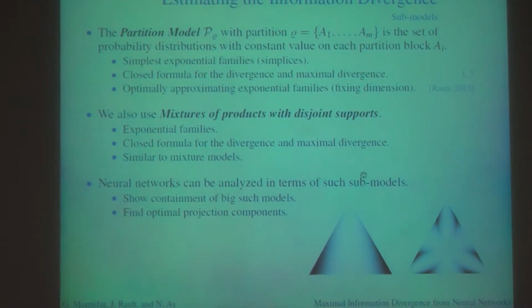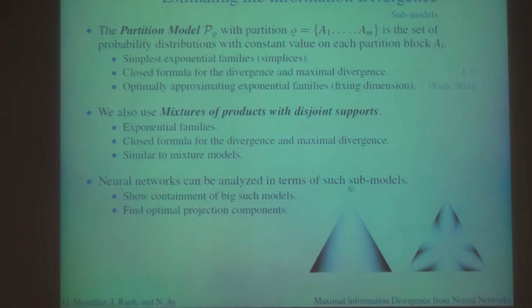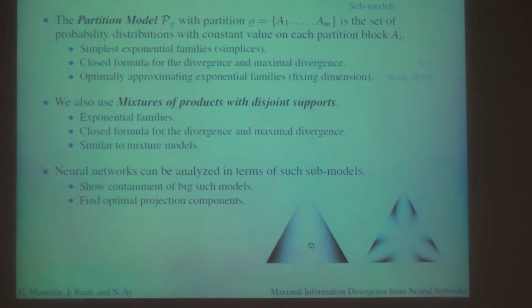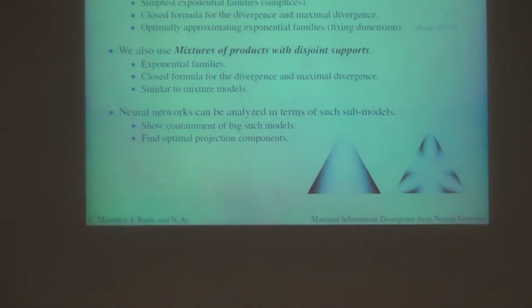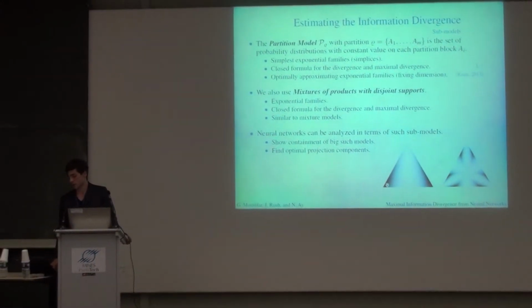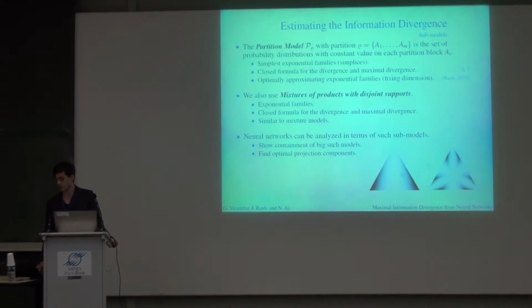An example is here. So, 3 elementary events. Here, a partition model is shown, which has this form. It's just a straight line going from the top vertex to the middle of the bottom line. And if you look at this shading, it's depicting the divergence from that model for each point. So clearly, these points here maximize the divergence to that model.